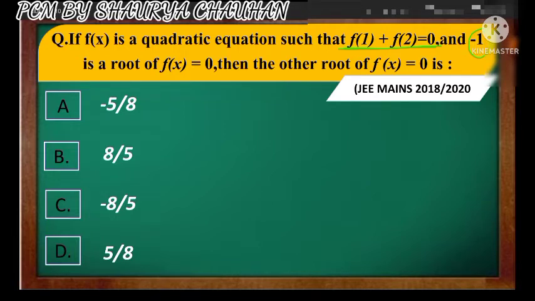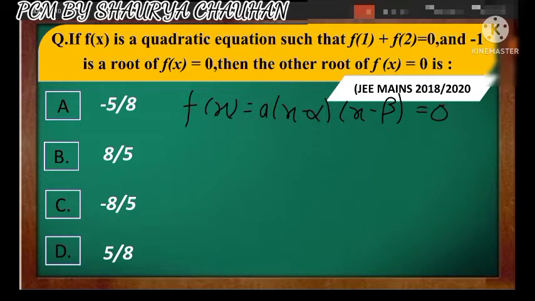Your time ends now. So now let's solve this question. Firstly, we have to know the general equation of any quadratic equation. The general equation is f(x) = a(x - alpha)(x - beta) = 0. Here alpha and beta are the roots of that quadratic equation. So here we have given alpha as -1, so put the value of a as 1.